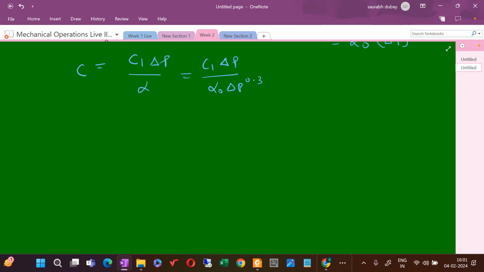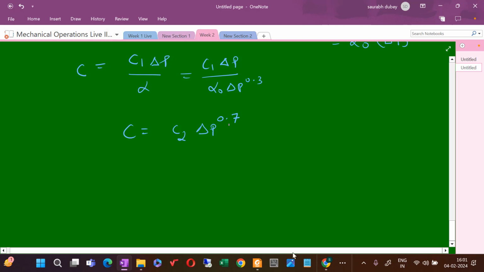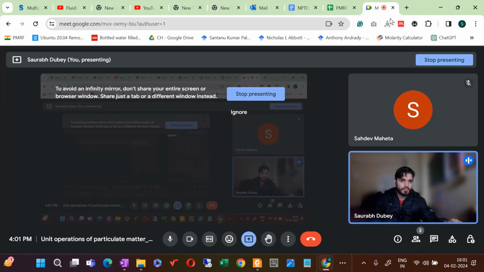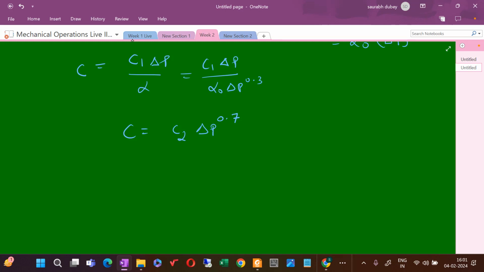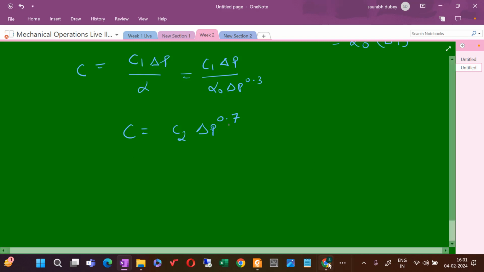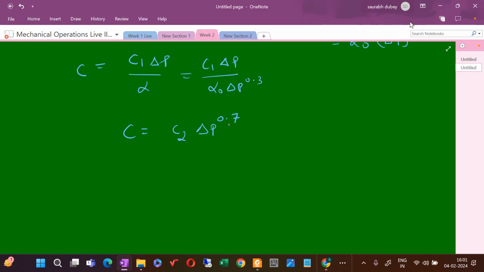So when you rearrange it, you will be getting c equals c2, some other constant will come, c1 by alpha 0, and here it will come out to be delta p to the power 0.7. And this is the changed value.